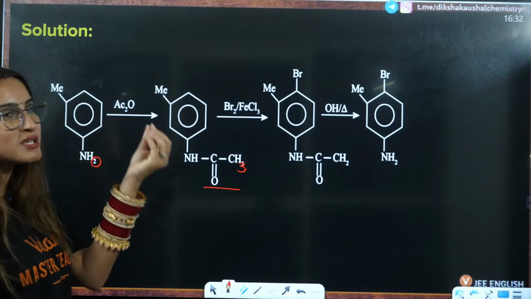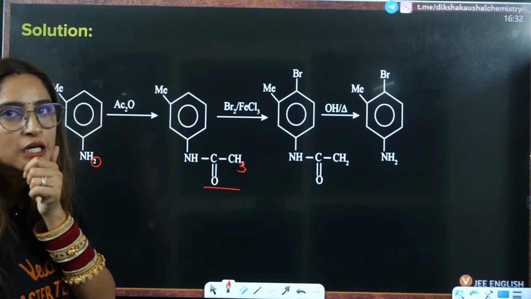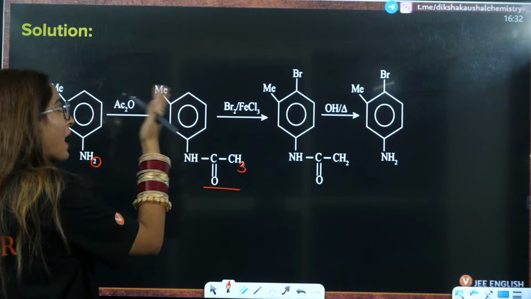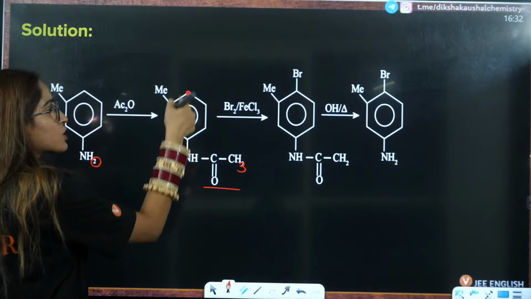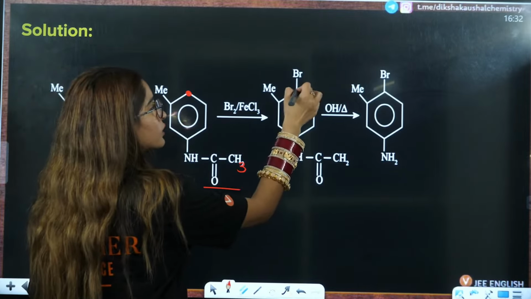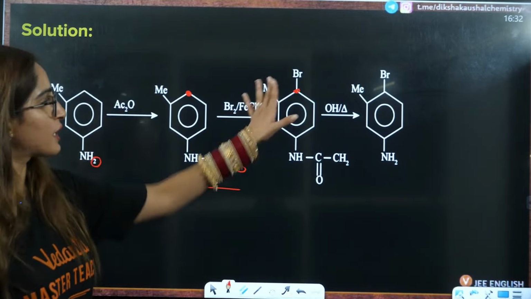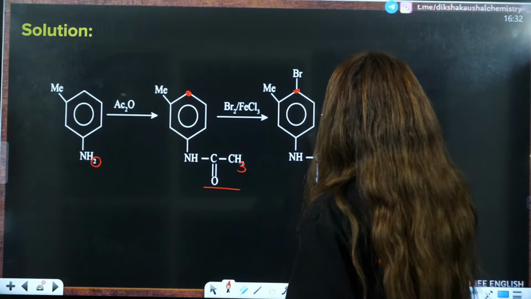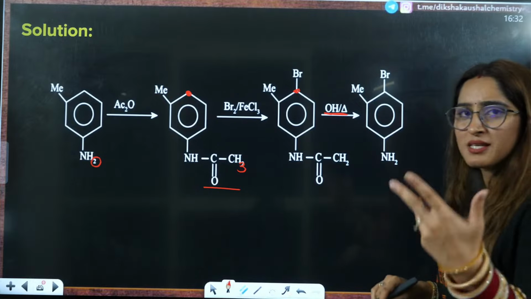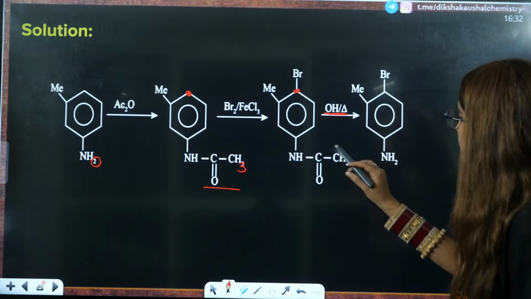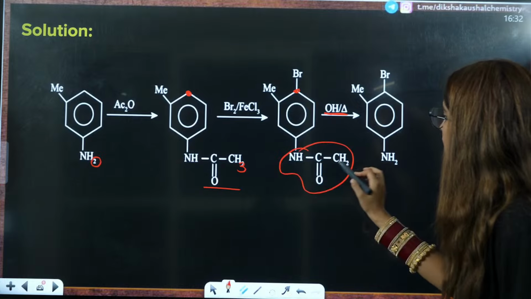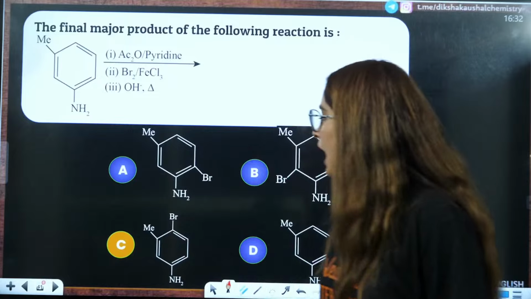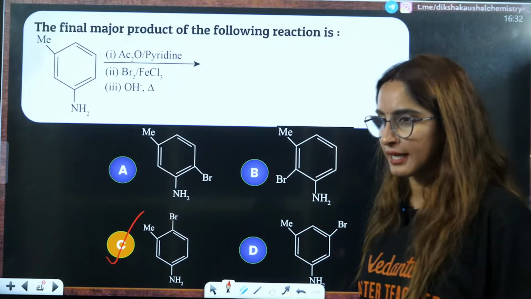Br2 means Br positive electrophile will be generated here, right? So Br positive electrophile will firstly try to attack on para position. Para position corresponding to this is empty, so it will attack on the para position. After that, you are heating it, with the presence of the base, or you are basically adding water here. So directly what will happen? This NHCOCH3 will be converted to NH2, and this is going to be your final answer. That is, C is the correct answer.